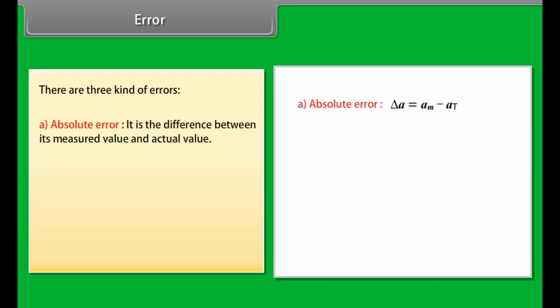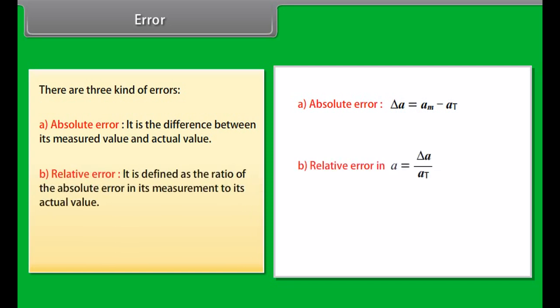There are three kinds of errors. Number 1, absolute error. It is the difference between its measured value and actual value. Number 2, relative error.